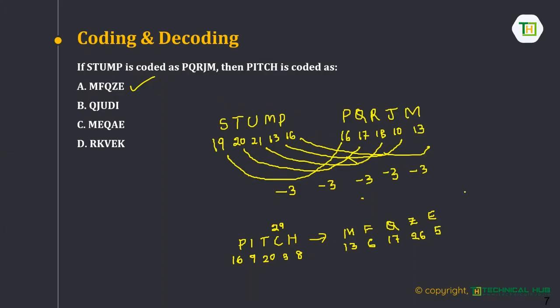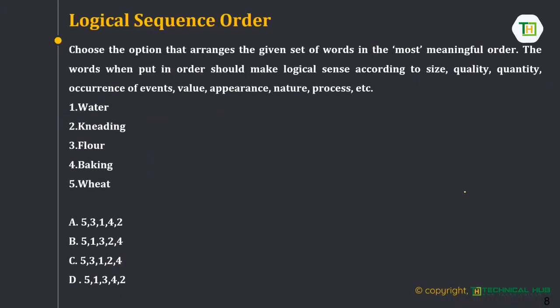And next one: logical sequence order. If you observe the words, first of all, let's decide based on which factor we are going to arrange these five words. The words are water, kneading, flour, baking and wheat. You can arrange these based on process. First we have wheat.